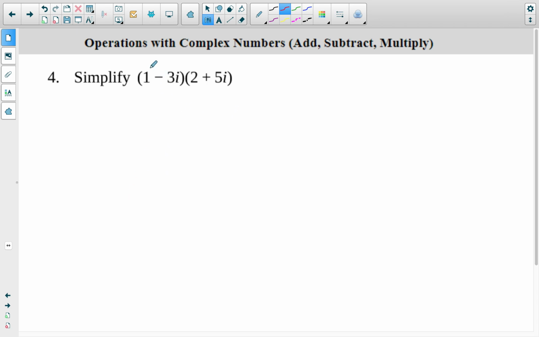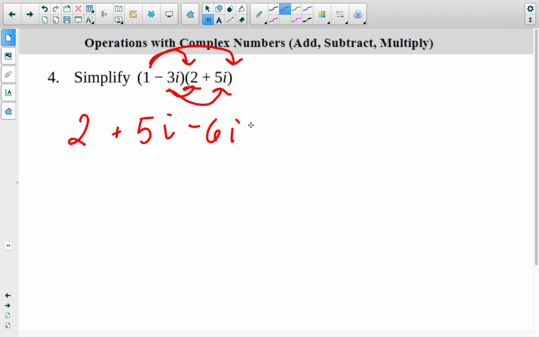All right, so let's use FOIL. 1 times 2 gives us 2. 1 times 5i gives us 5i. Negative 3i times 2 gives us minus 6i. And then we end up with negative 15i squared here.